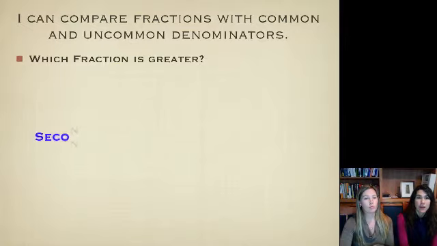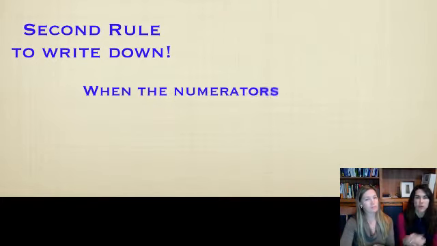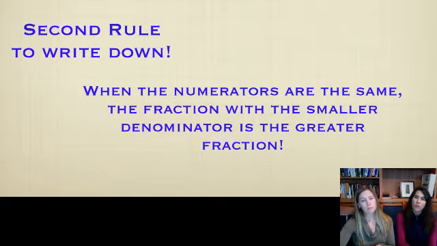Rule number 2. All right. So second rule to write down, and once again, I know it seems like a lot of writing, but I think this is it really for notes. So this one is now focusing on the numerators. When you have common numerators, or they're the same, the fraction with the smaller denominator is actually the greater fraction. And once again, we'll sort of look at some examples to help you understand why that's true.